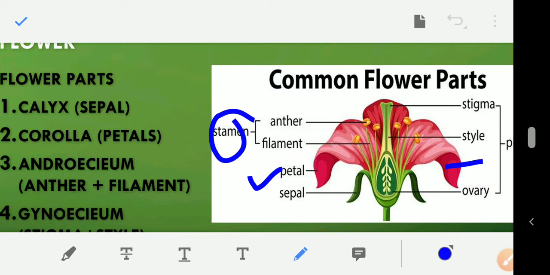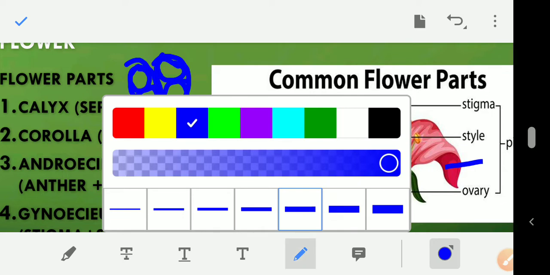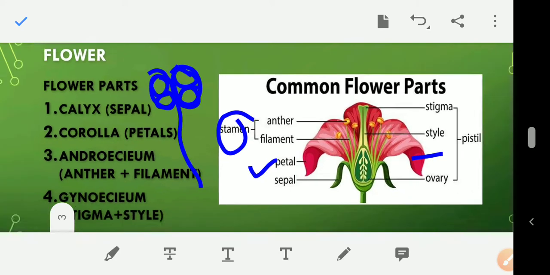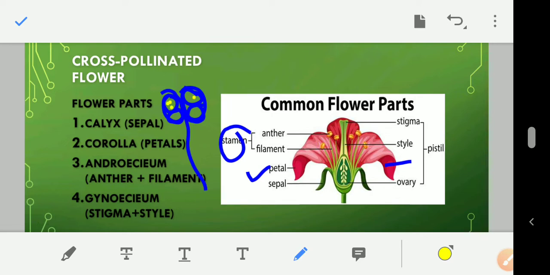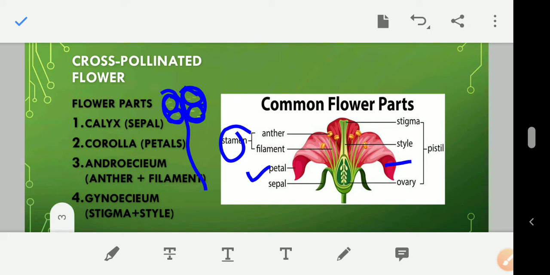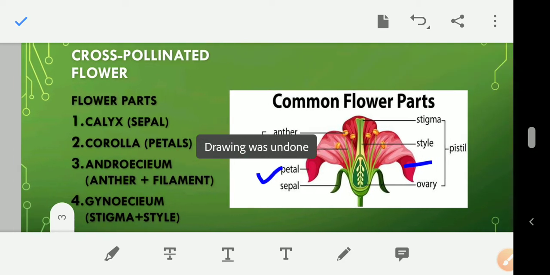If we look at the diagram, it looks like this. This is the anther. Inside the anther there is the anther lobe, and this one is the filament, and in the anther lobe there is a powder-like substance that is called pollen grains. This yellow colored substance is pollen grains. Clear? Another part of the flower is the stigma.